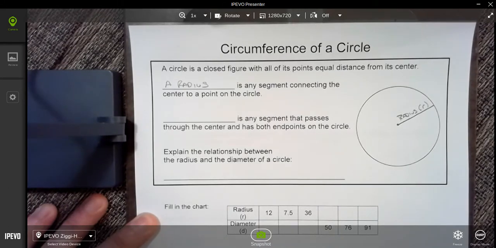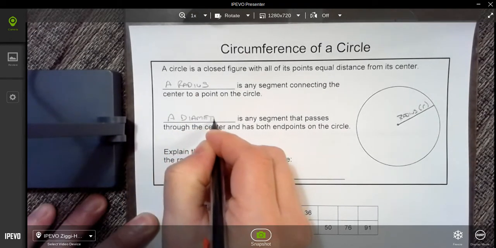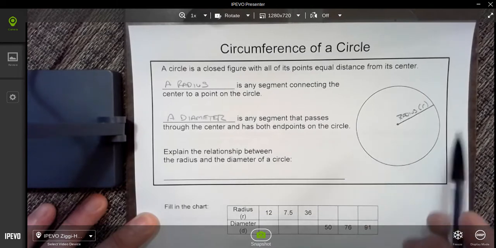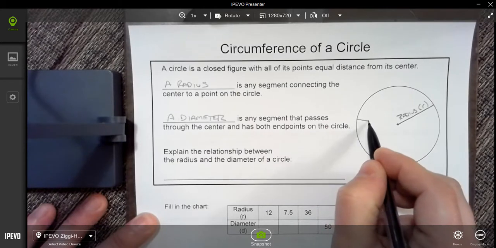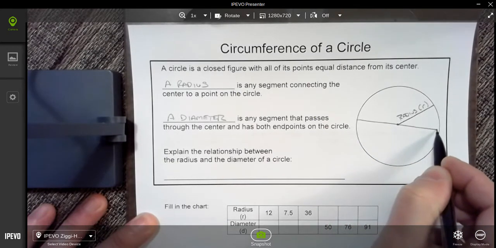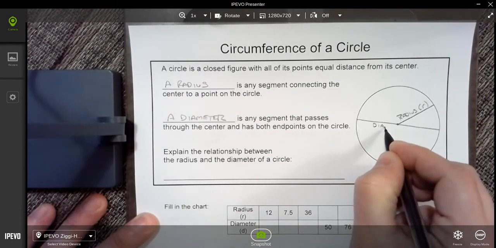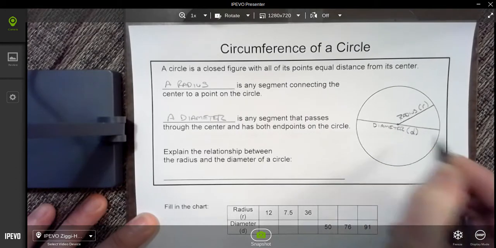Okay, the other segment is called a diameter. A diameter is any segment that passes through the center and has both of its endpoints on the circle. Okay, so this time our segment's going to start and end on the circle, and it's going to have to pass through the center. So I'm going to draw in a segment that looks something like this. Okay, and this is going to be my diameter. And that'll be labeled D for diameter.